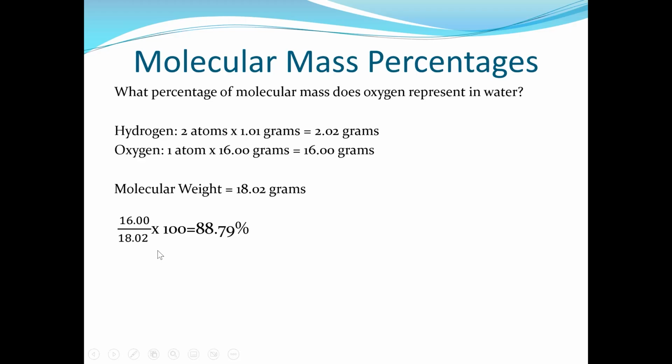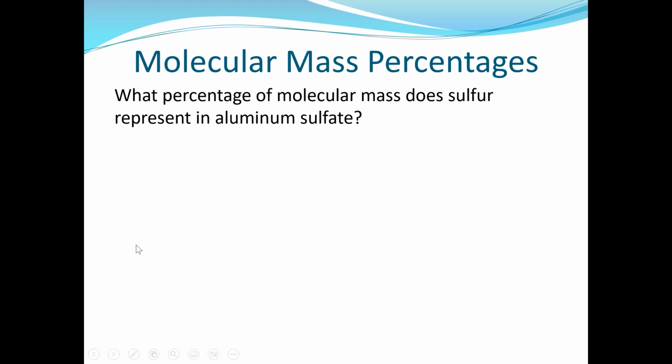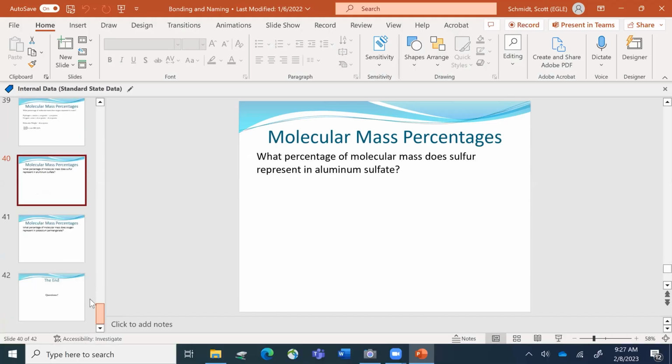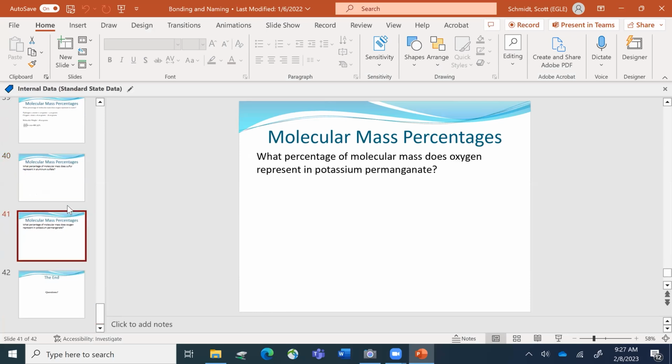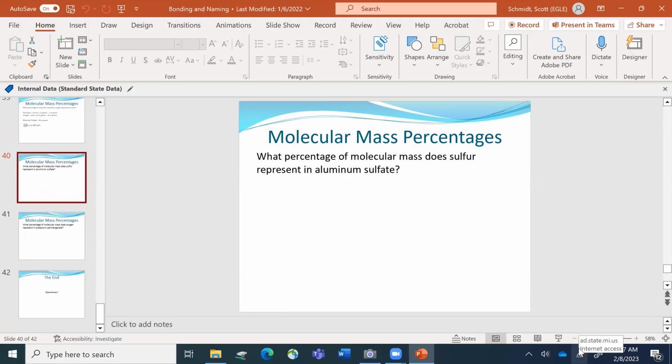So how do we do this stuff? Let's go ahead and practice these ones. Let's go to our camera. So it's sulfur and potassium permanganate. Okay, so aluminum sulfate is Al. Oh boy, hold on. SO4 is -2. Aluminum is a +3. All right, let me go into the camera here.